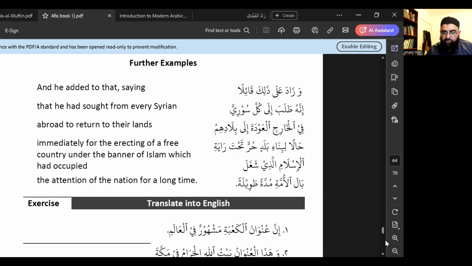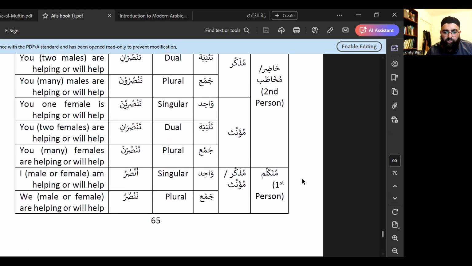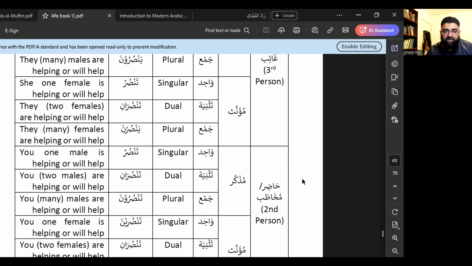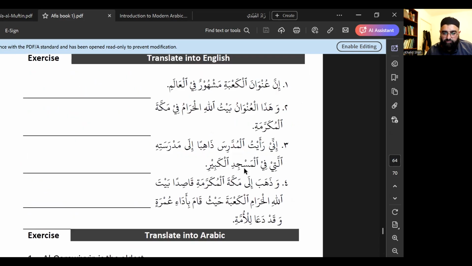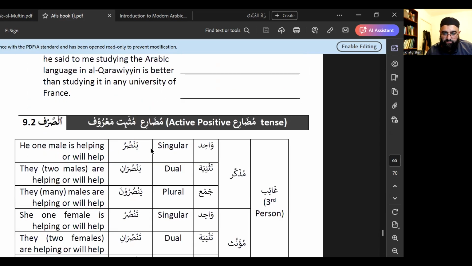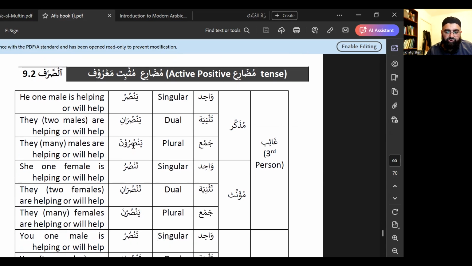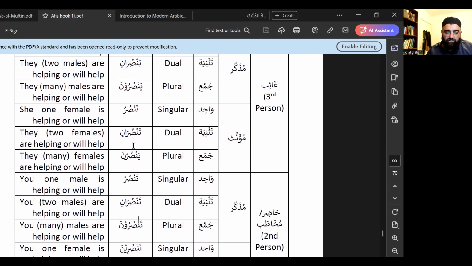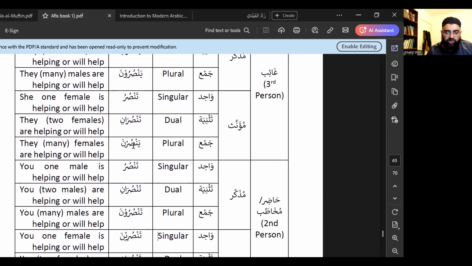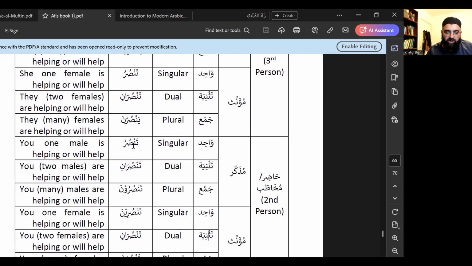All right, now moving on to sarf. Remember, we started the table in the previous lesson. Yansuru, yansurani, yansuruna, tansuru, tansurani, yansurna. Now introduce the next six. Tansuru, tansurani, tansuruna, tansurina, tansurani, tansurna.